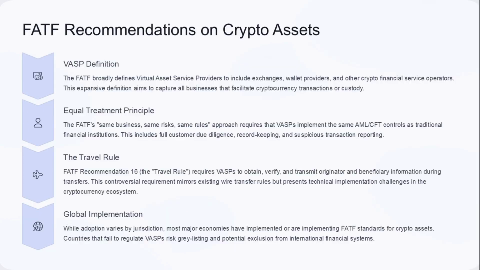The FATF has provided recommendations for crypto assets, defining virtual asset service providers and ensuring they comply with AML CFT controls. The travel rule requires VASPs to obtain and verify transaction information during transfers. Global implementation varies, with countries adopting FATF standards to regulate VASP risk, ensuring compliance with international financial systems.